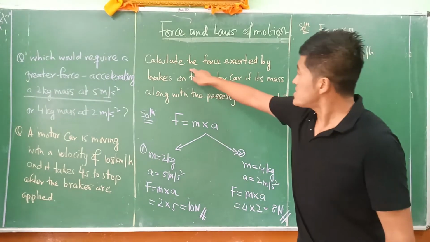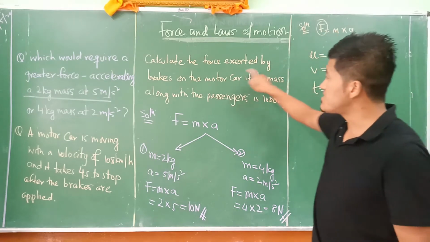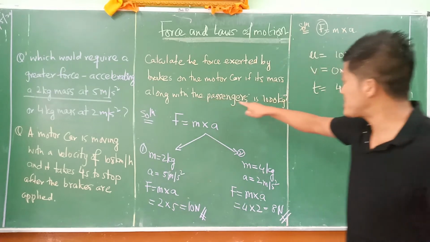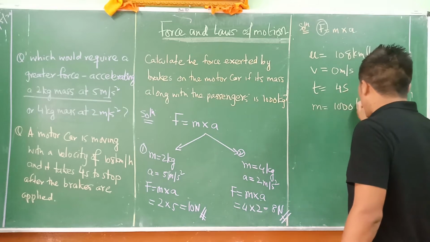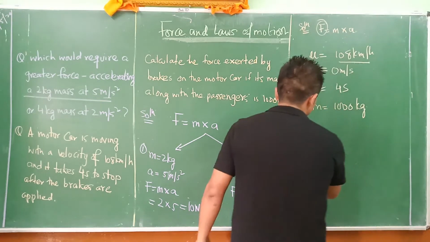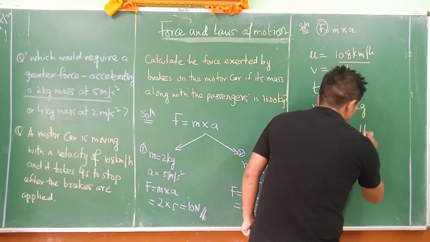Now let us do it. Calculate the force exerted by the brakes on the motor car if its mass along with the passenger is 1000 kg. So they have given you the mass as 1000 kg. Is that clear? All this looks quite simple except this part, 108 km per hour. We have to convert this into meter per second. That's quite simple. u is equal to 108 km per hour.